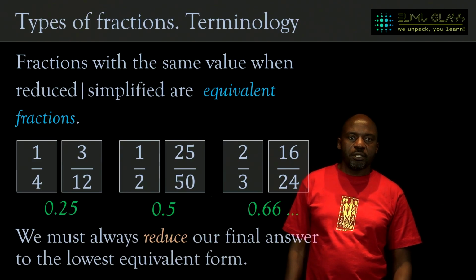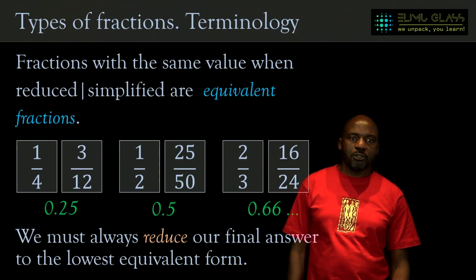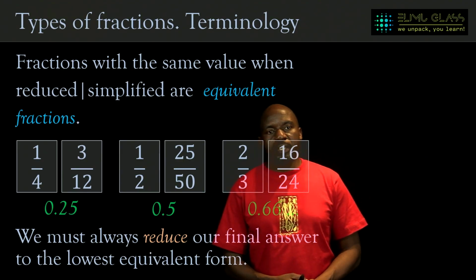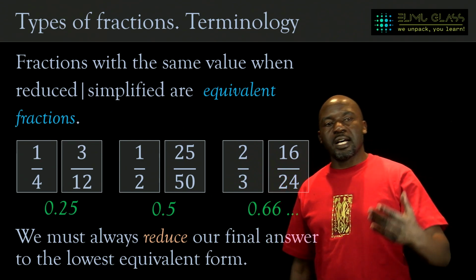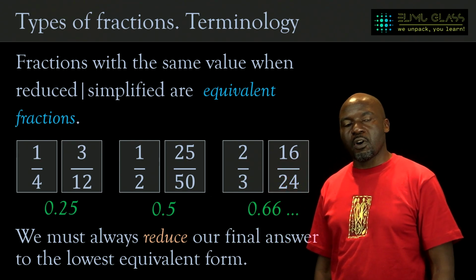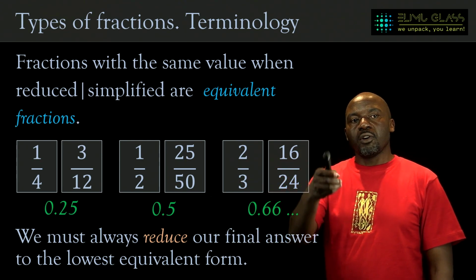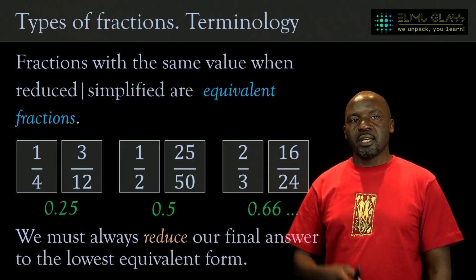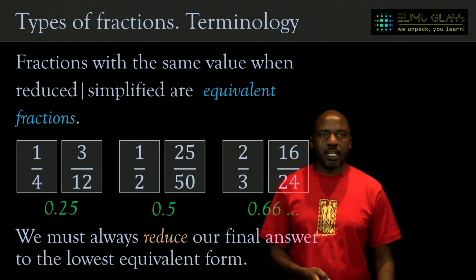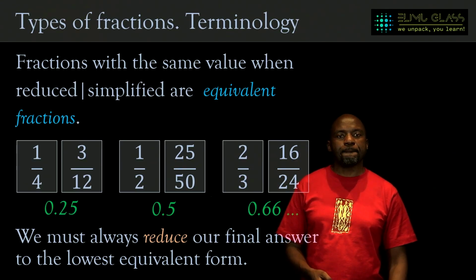We must always reduce our final answers to the lowest equivalent form. So if you are working with some fractions and you end up with an answer of 16 on 24, please don't leave it like that. We always reduce it to the lowest possible form, which in this case would be 2 out of 3.